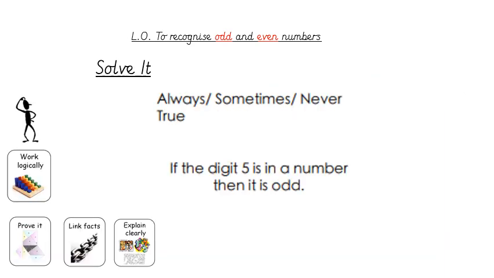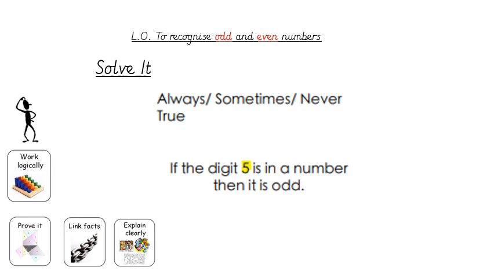Right, so at the solve it now, and this one has got always, sometimes, or never true. Last time we had one of these, they are quite tricky and there are lots of different answers, but you can't just write always, sometimes, or never. You have to write that, but you also need to write why. You need to prove to me that your answer is correct. So let's read the question. If the digit 5 is in a number, then it is odd. So it's not telling you where the 5 should be, it's just saying there's a digit 5 in a number. So I'm going to think of some numbers with a digit 5 in.